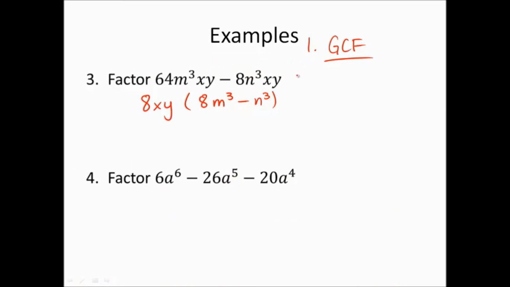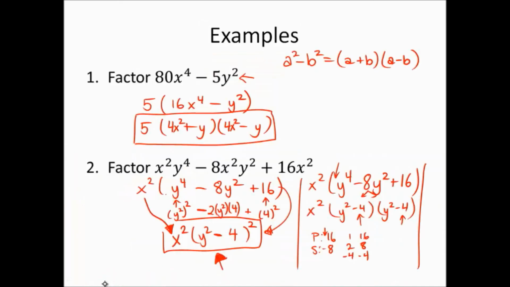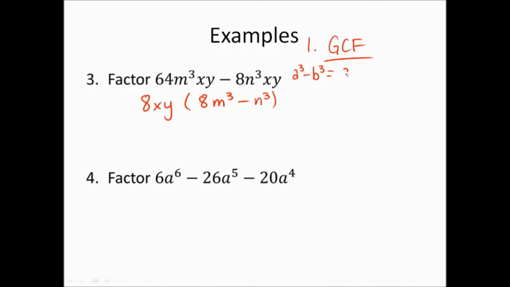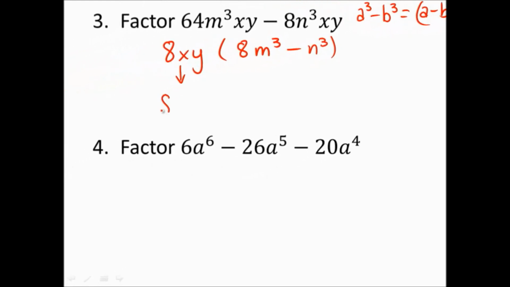So we should recall the formula, a cubed minus b cubed equals, and you can look back and check that the formula will be a minus b and then a squared plus ab plus b squared. Let's just write that out. A minus b and a squared plus ab plus b squared. So what is our a and what is our b? GCF has to stay hanging out the whole way through.